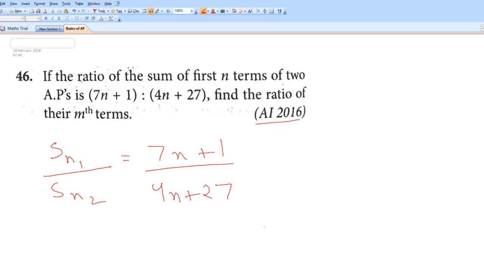Let's see this question. This is what I have been given, that Sn1 upon Sn2 gives me 7n plus 1 upon 4n plus 27. Alright. Now let's write the formula of Sn1 and Sn2.